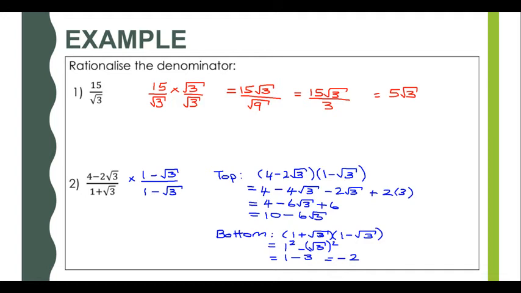We can now put this all back together. So if we go back to the original question, when we multiply the top and bottom by 1 minus root 3, we get 10 take away 6 root 3 on the numerator, on the top, and minus 2 on the denominator, on the bottom. We can simplify this further by dividing both terms on the top by minus 2. 10 divided by minus 2 gives us -5, and -6 root 3 divided by -2 gives us +3 root 3.